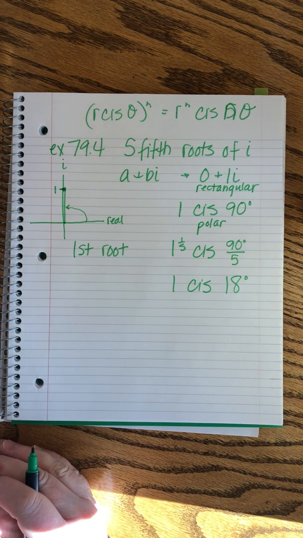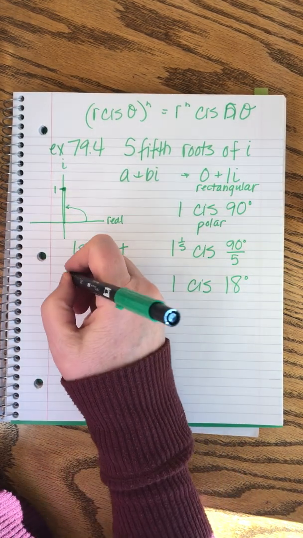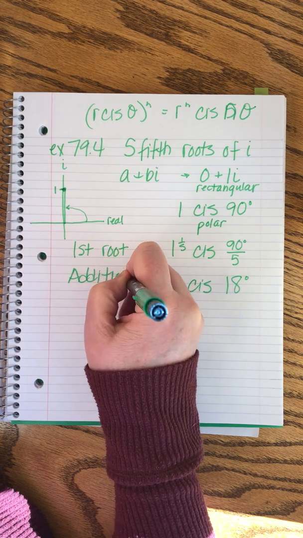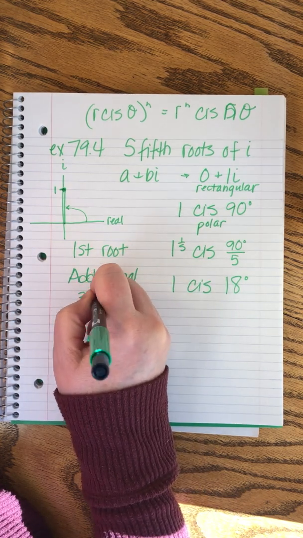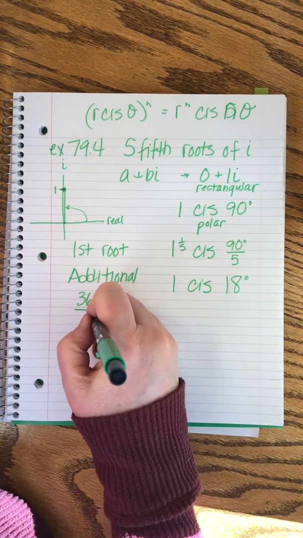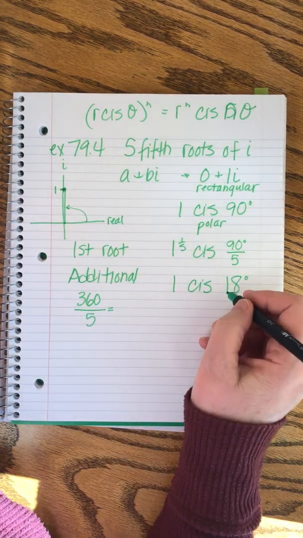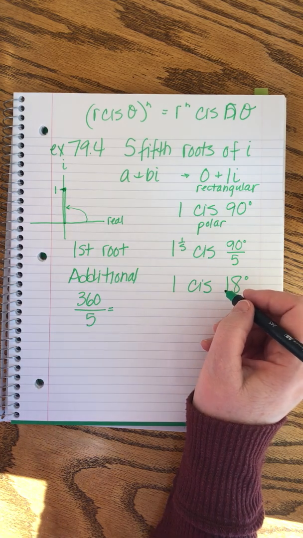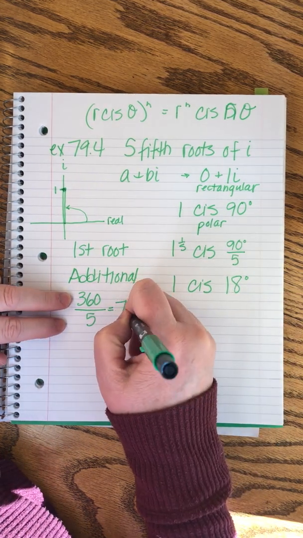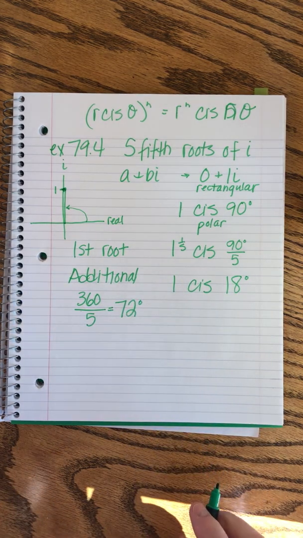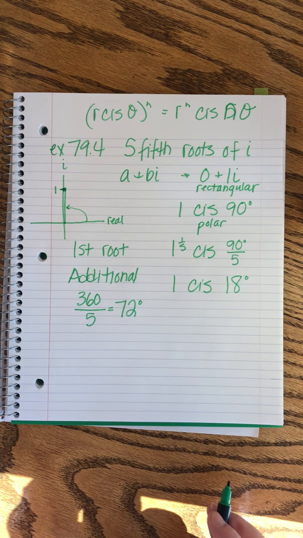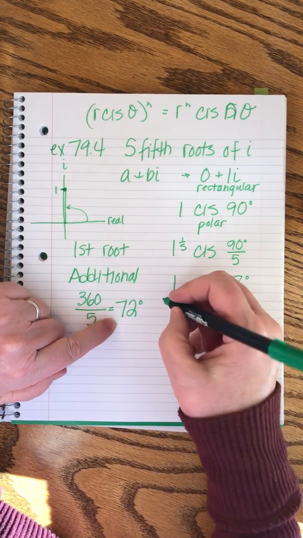There's our first root. Now, to find the additional roots, we take 360 divided by the number of roots we're finding, 5, and then we're going to add that number to this each time. 360 divided by 5 is 72. I've done that enough times. I know it by heart. You could easily divide it out if you needed to, right? Okay, so now we're going to start adding 72 to this.